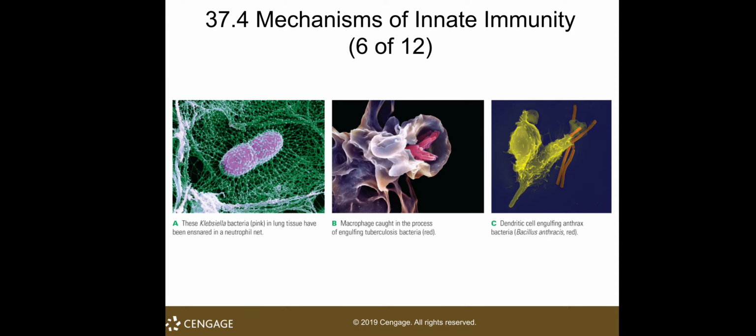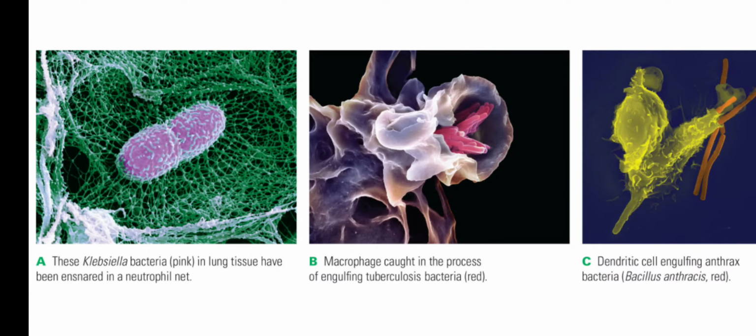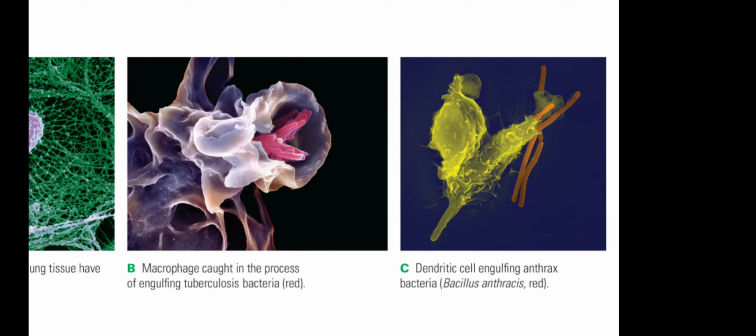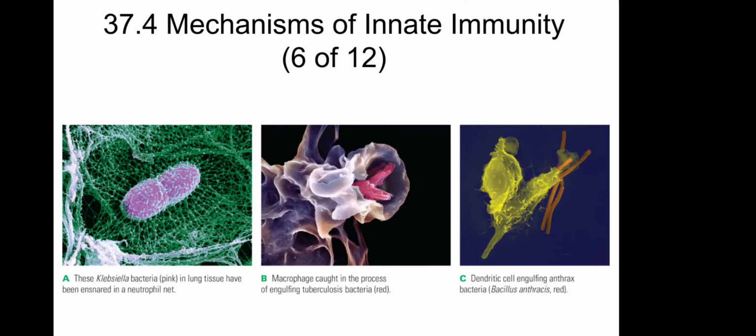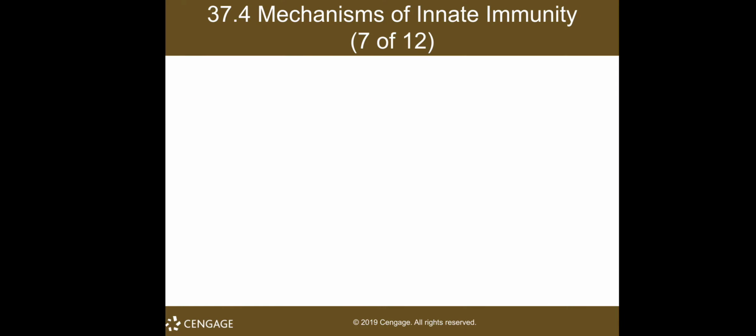So here are some examples. Here is your Klebsiella bacteria, which is the pathogen, in the lung tissue, ensnared in a neutrophil net. And then we have the macrophage caught in the process of engulfing the tuberculosis bacteria. This is basically the macrophage, and this is the tuberculosis bacteria. And then the dendritic cell engulfing the anthrax bacteria. The orange one is the anthrax bacteria. This is your dendritic cell. The cells of the immune system have shapes that are quite varied. They can change their shape in order to properly engulf their target.